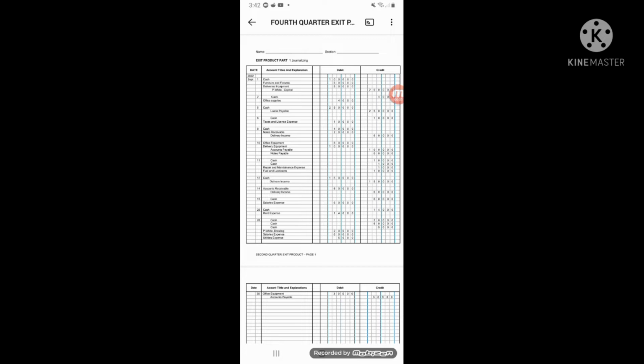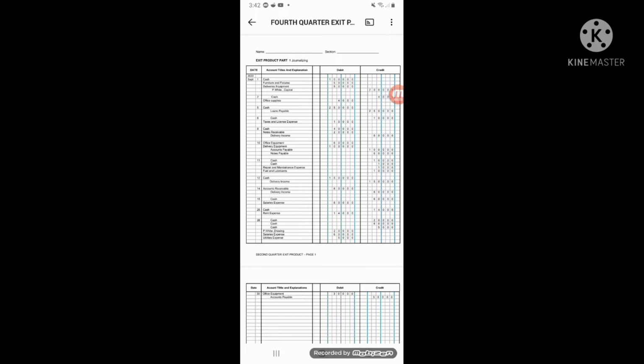The journal makes several significant contributions to the recording process. First, it discloses in one place the complete effect of a transaction. Second, it provides a chronological record of transactions. Third, it helps prevent or locate errors because the debit and credit amounts for each entry can be readily compared.